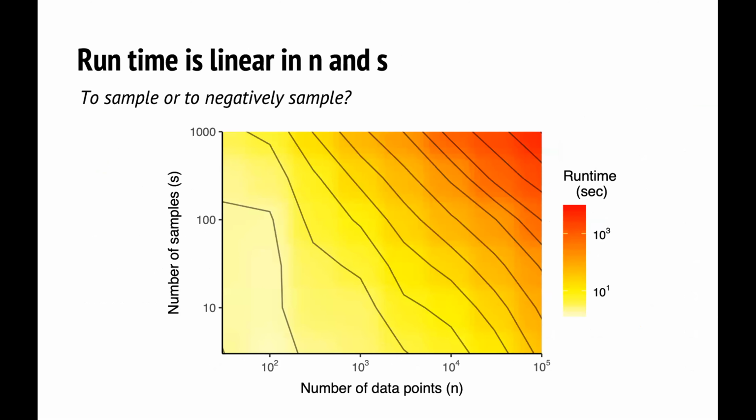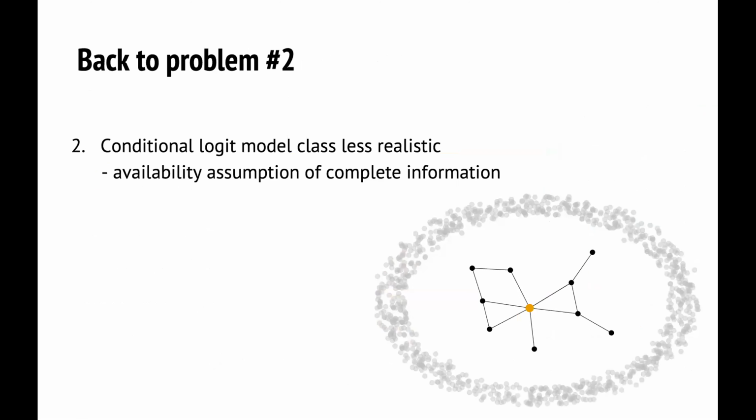But one thing that is kind of interesting is that there is a theoretical question of, is it better to work with smaller choice sets or with bigger choice sets and fewer data points? We don't have theoretical results, but we do a few simulated experiments where we try to find good trade-offs here. So to go back to the second problem of the infeasible assumption of complete information.